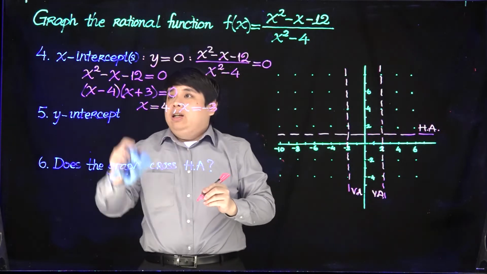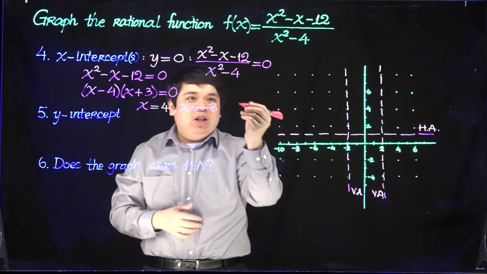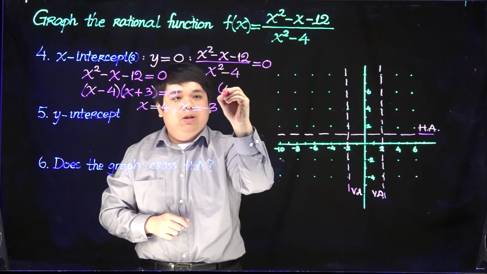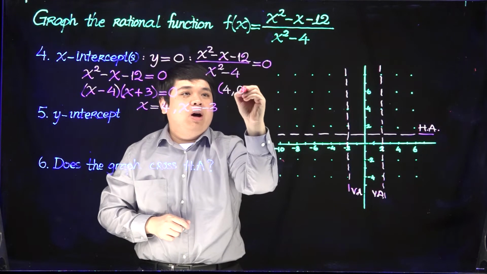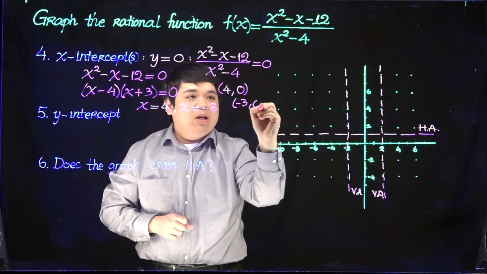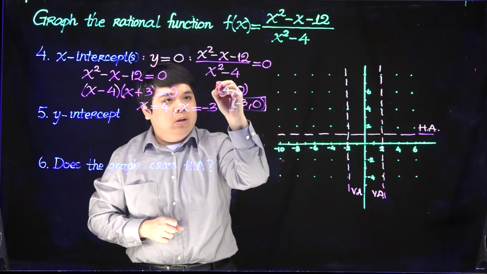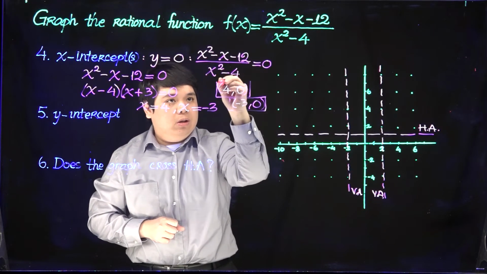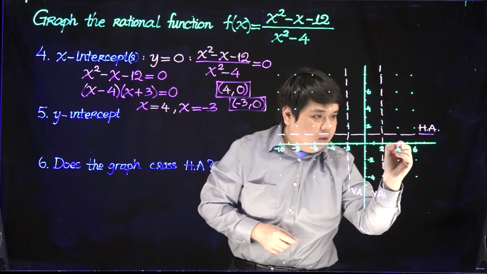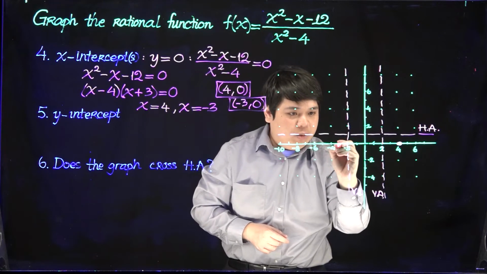So the x-intercepts we have are equal to 4 and -3. We can write them as points or just x values, it doesn't really matter. X is 4, y is 0, and x is -3, y is 0. So we have two points, 4 and -3.